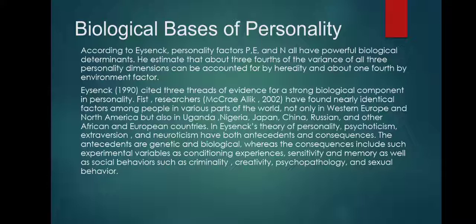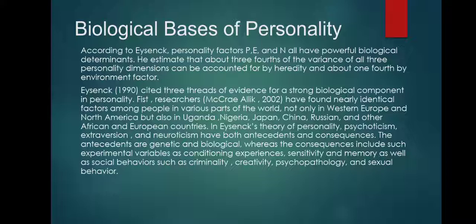Eysenck 1990 cited 3 trends of evidence for a strong biological component in personality. First, researchers McCrae and Ali 2002 have found nearly identical factors among people in various parts of the world, not only in Western Europe and North America, but also in Uganda, Nigeria, Japan, China, Russia, and other African and European countries.